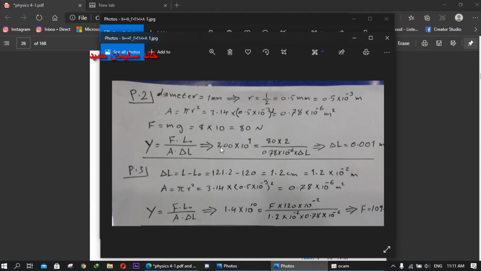Young's modulus is 200 times 10 to the 9. F is 80 Newton. L naught is 2 meter. A, we calculated it. It's 0.78 times 10 to the minus 6 square meter, and delta L is the unknown. This calculation is simple. You can do it. Then delta L is equal to 0.001 meter. This is the second problem.